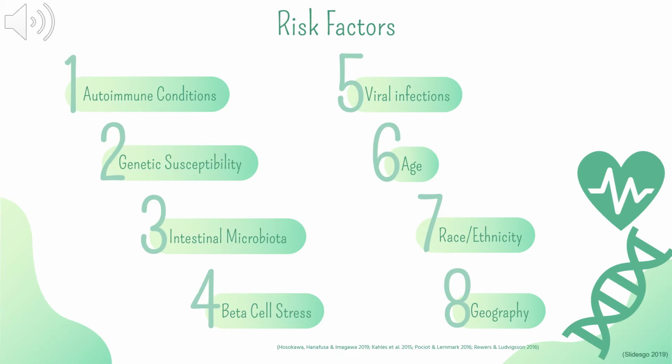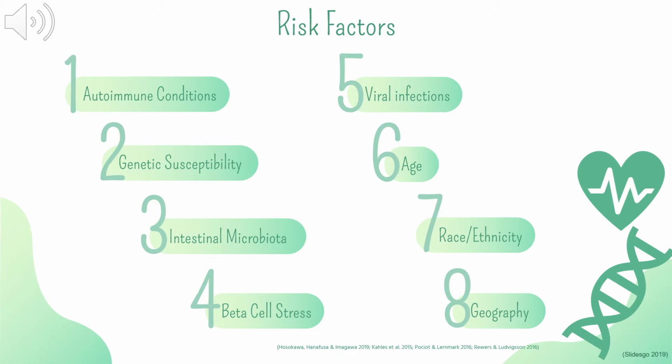The next one is viral infections. Researchers have found that certain viruses may trigger the development of type 1 diabetes by causing the immune system to turn against the body, instead of helping it fight infections and sickness. Viruses that are believed to trigger type 1 diabetes include German measles, Coxsackie, and mumps.